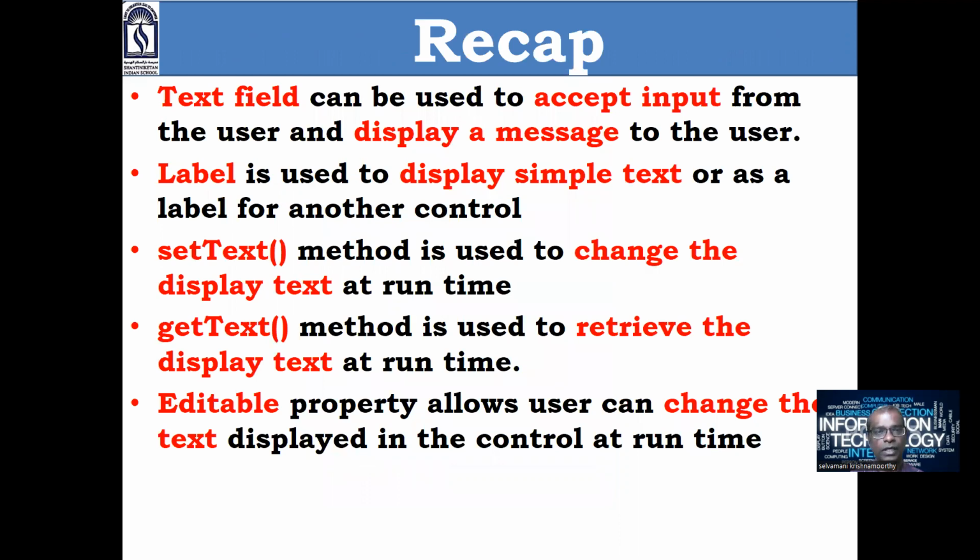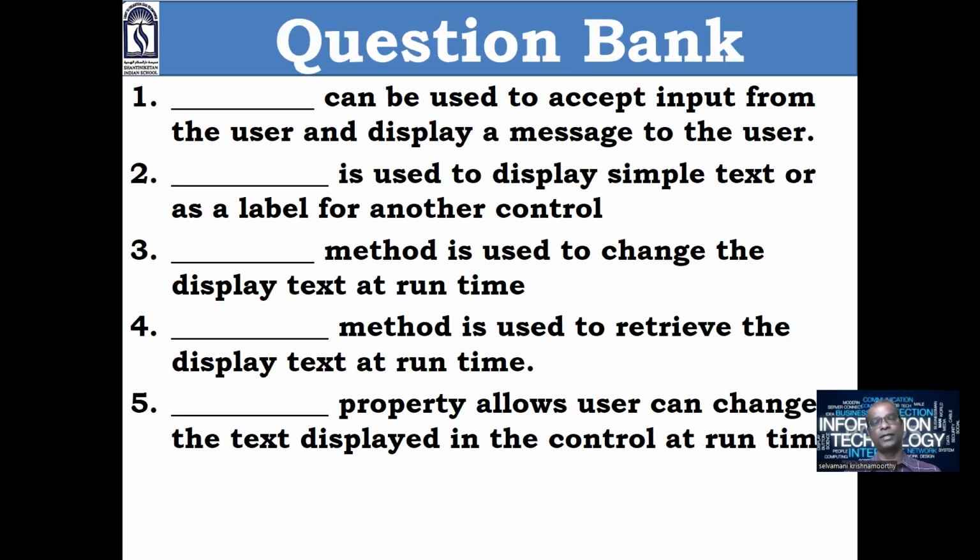Recap. Text field can be used to accept input from the user and display the message to the user. Next one, label is used to display simple text or as a label for another control. setText method is used to change the display text at runtime. getText method is used to retrieve the display text at runtime. Editable property allows the user to change the text displayed in the control at runtime. Is it fine? Good.